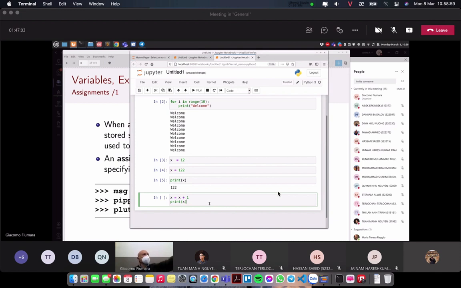What's the output? Which is the old value of X? So plus 1.